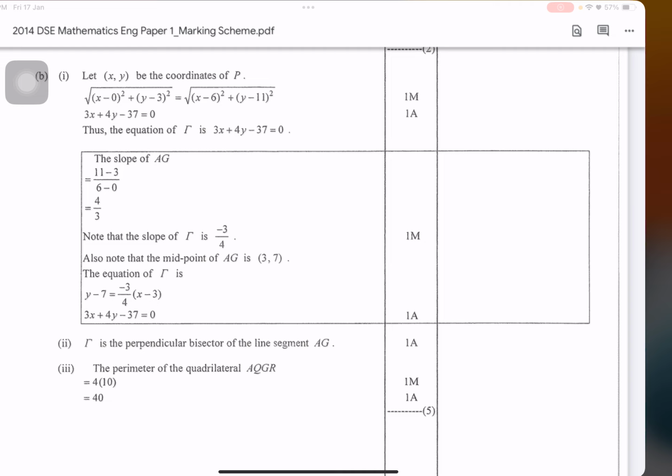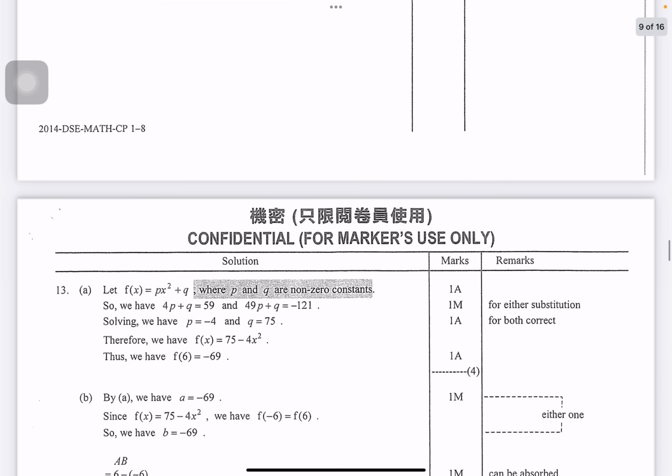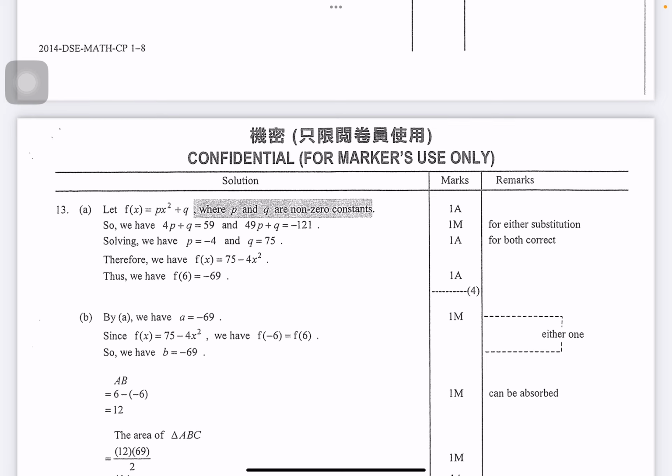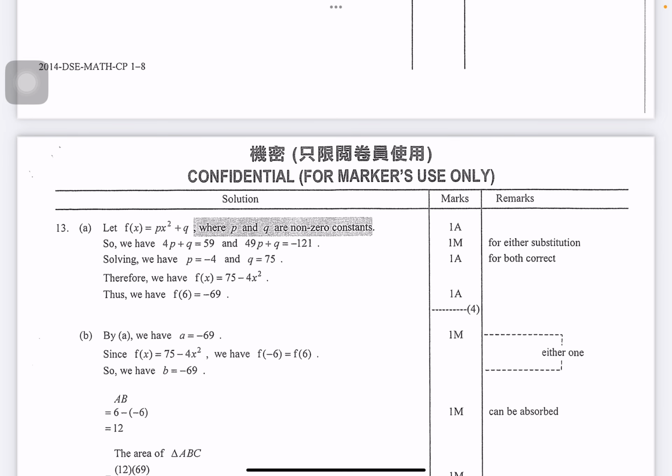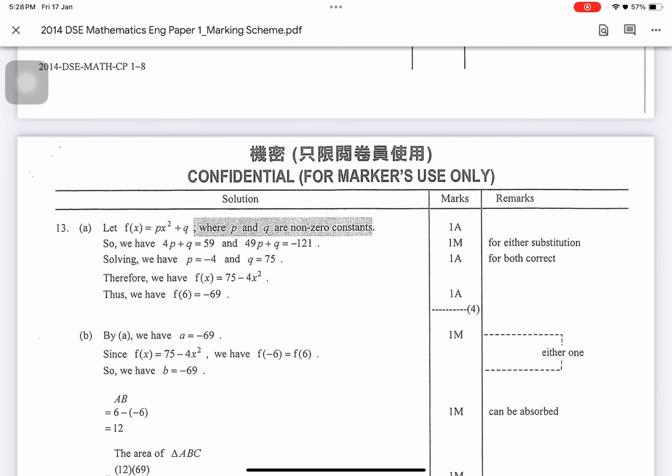Okay? Let me see the marking scheme. You see, where p and q are non-zero constants. Happy, it's blacked out, so if you missed it, it's fine. Okay, p and q are the k1 and k2.